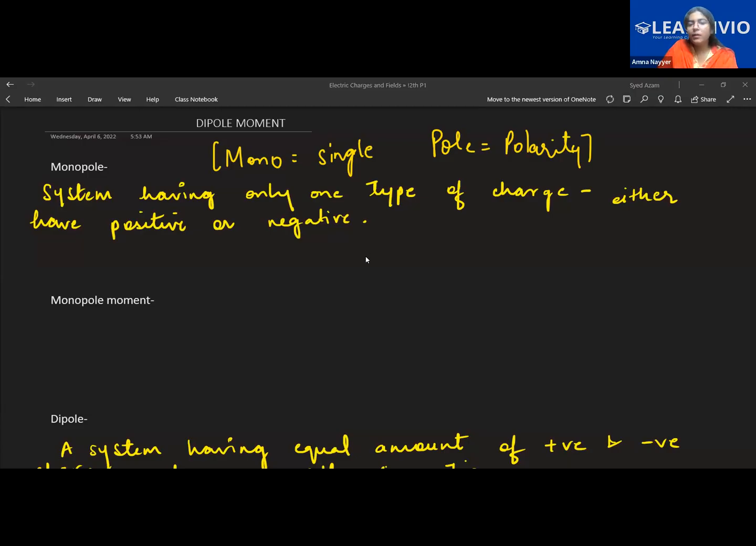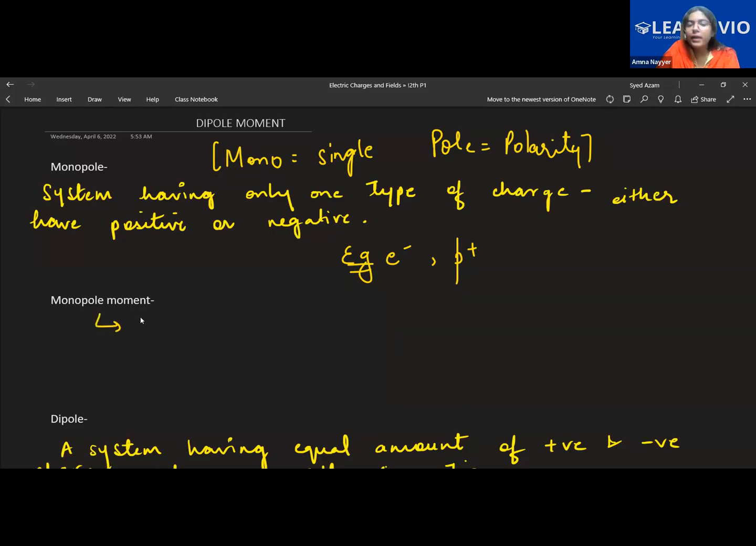Like if I talk about electrons, electrons are those species that have only the negative charge on them. So this is a monopole. Or if I talk about a proton, a proton has only positive charge on it, right? So these are systems having only one type of charge, either positive or negative. And what is monopole moment?